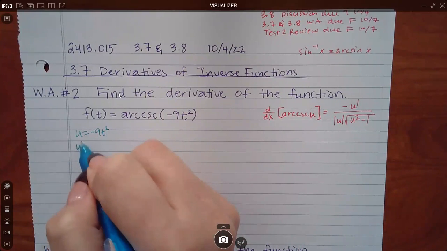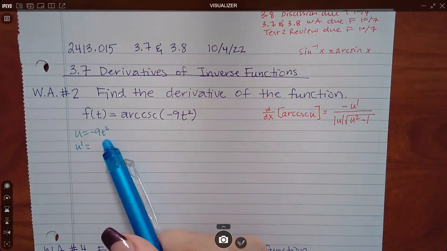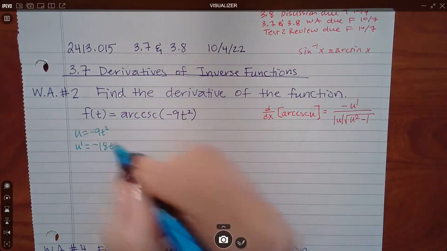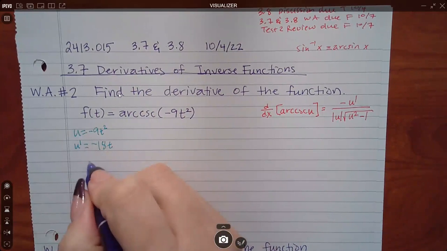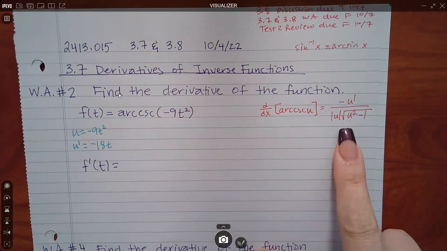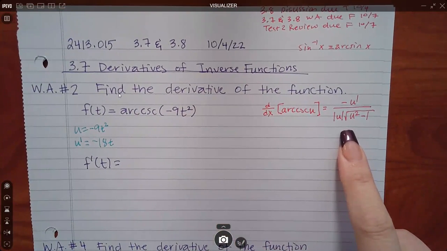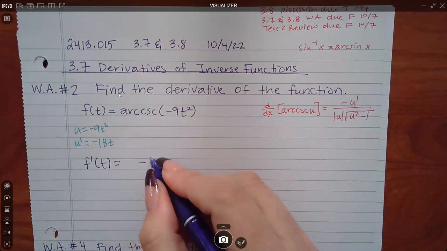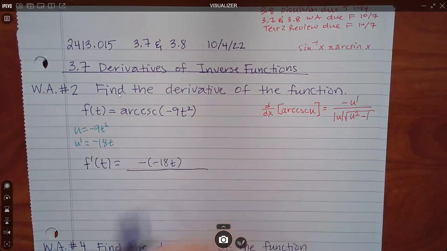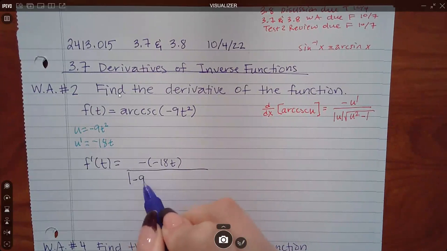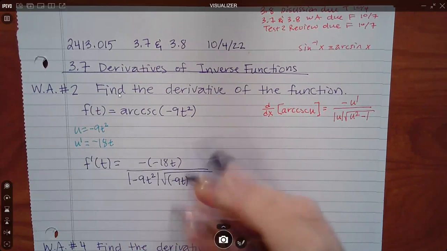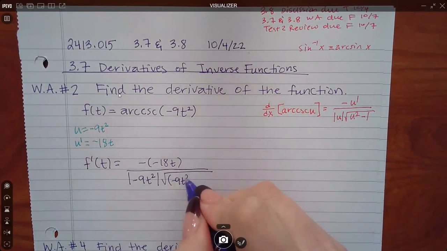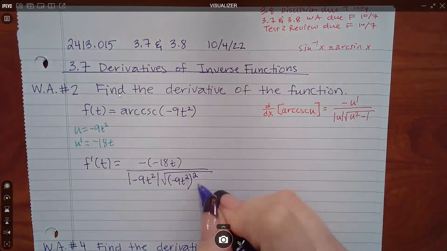And then if I try to find u prime, what is the derivative of this negative 9t squared? Negative 18t. And so now I'm just gonna apply my rule and say that f prime, my derivative, is this, but with my u's and my u primes, okay? So I'm gonna have negative u prime, which was negative 18t, over the absolute value of u, which was negative 9t squared, and then the square root of u squared, negative 9t squared, right? This guy squared, and then the whole thing is squared minus 1.